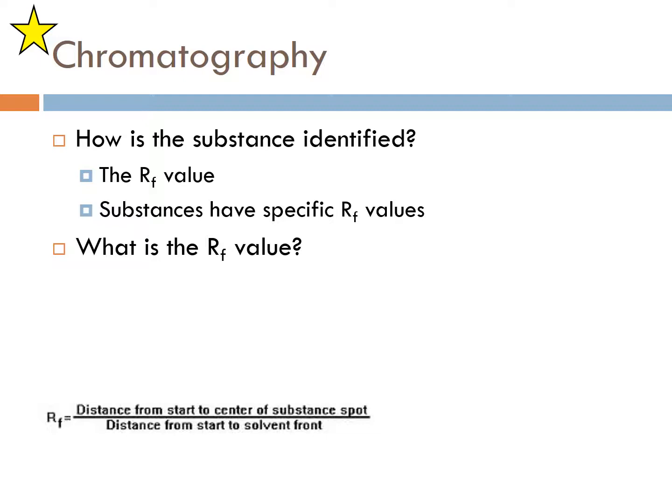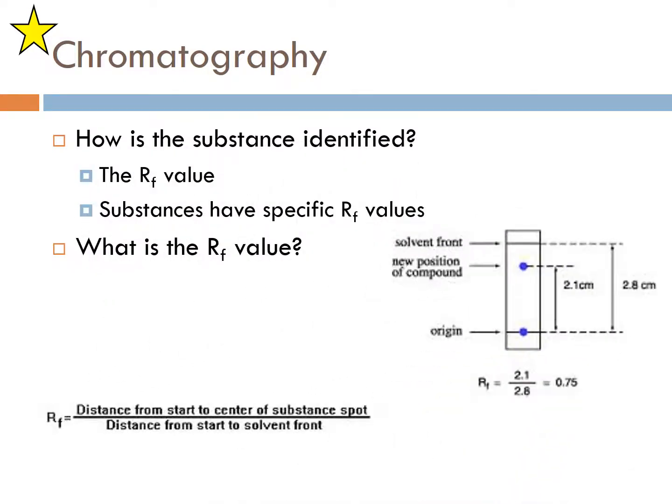calculation. You just take the distance from the center of the substance divided by the distance the solvent traveled, and you get a value. So for example, the substance traveled 2.1 centimeters here, and the solvent, usually like ethanol or water, traveled 2.8. So the RF value is 0.75.